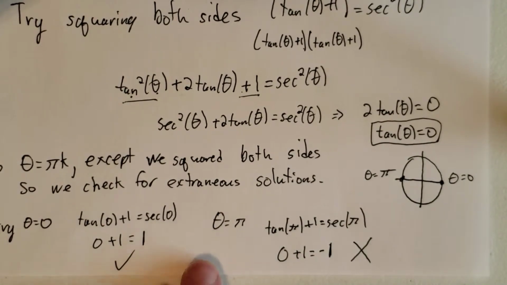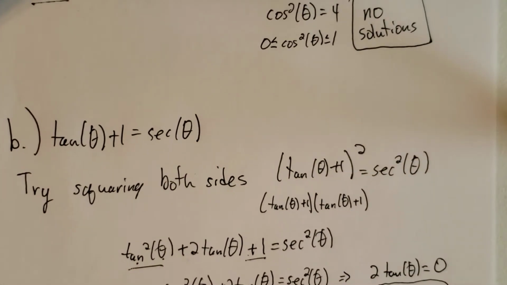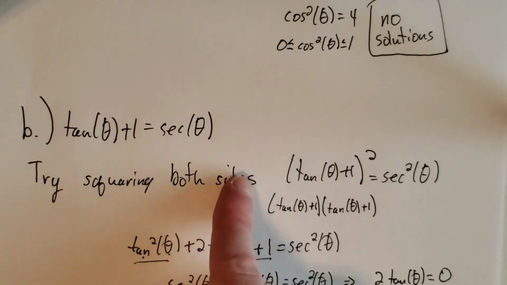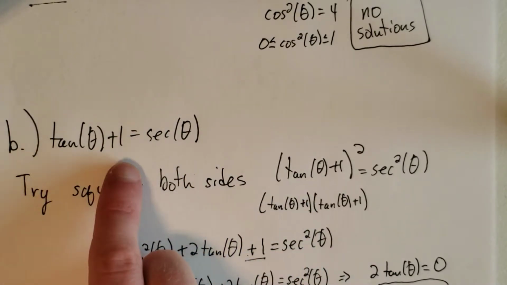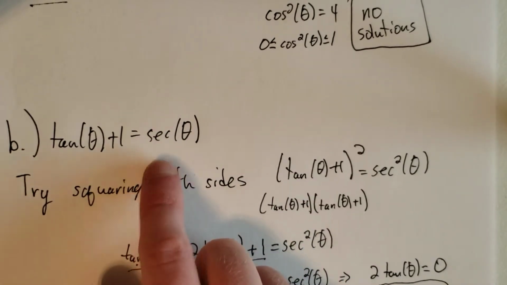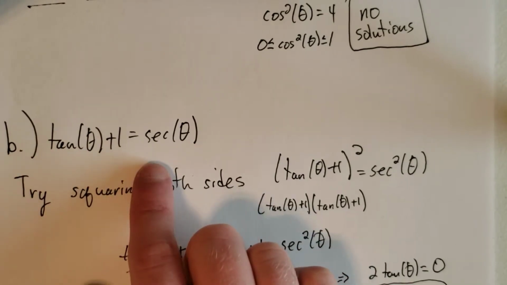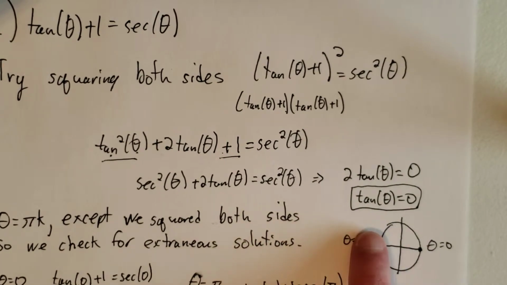And why does this make sense? If we plug in pi up here into this original equation, we get 1 is equal to negative 1, as we just showed. But ultimately, the first thing we did was we squared both sides. So if theta was pi and we squared both sides, we would get 1 is equal to negative 1 squared, which is also positive 1. So we get 1 is equal to 1, which is true. And that's why that extra solution showed up here.